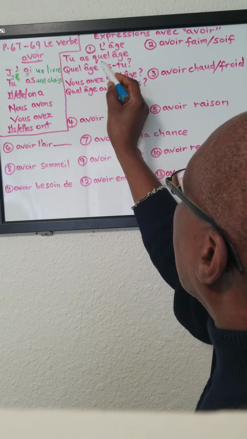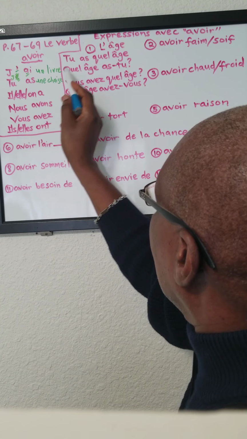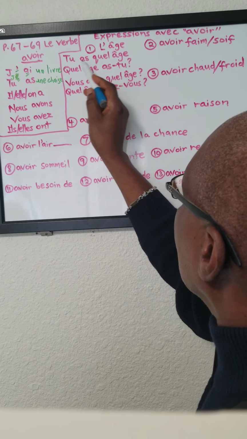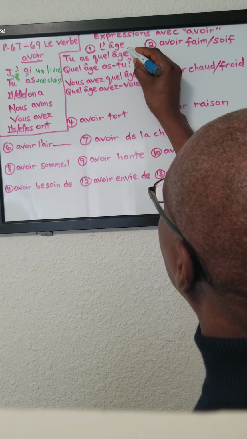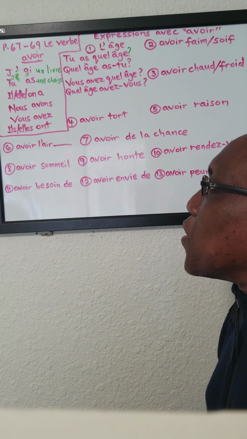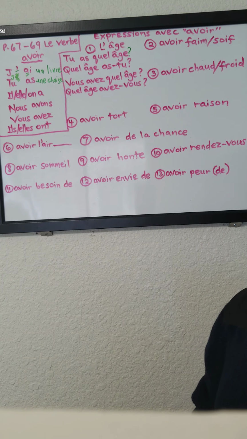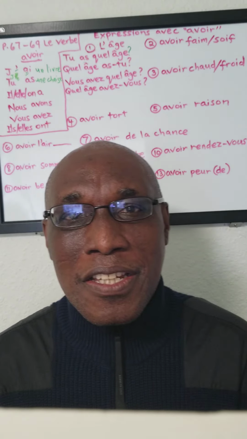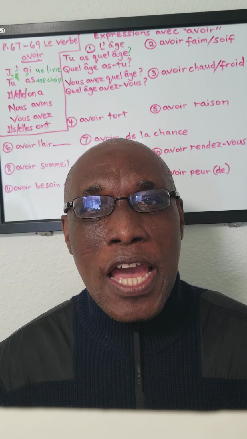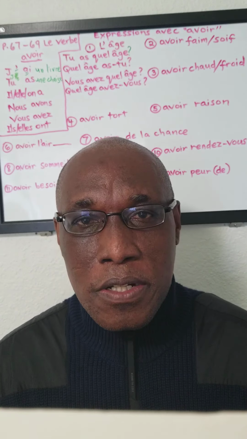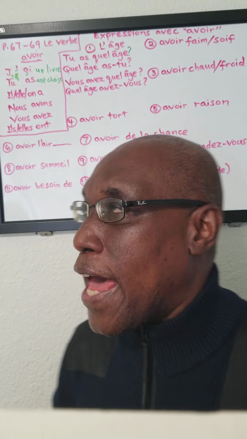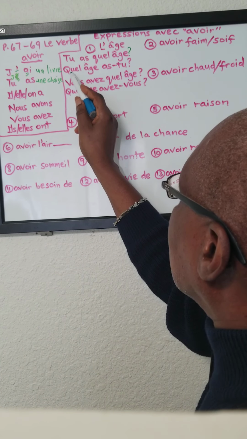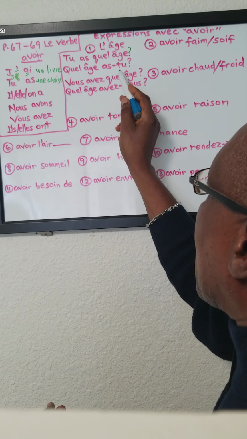Okay. Tu as quel âge? Tu as ici, right? Tu as quel âge? What age? So you have what age, literally. But in English, you say, how old are you? The verb are is used instead of the verb have, right? Okay, so that is the difference. Tu as quel âge? The same question is asked here with a different style.